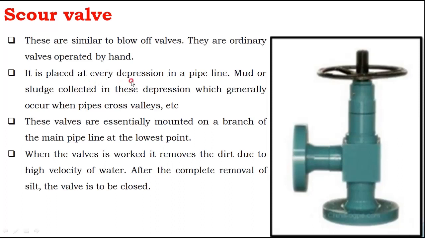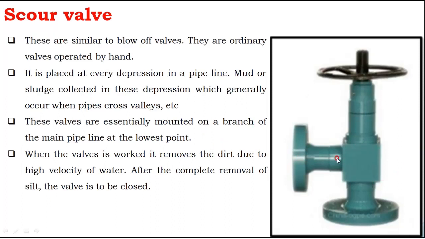It is placed at a depression in a pipeline. Wherever the pipe is in depression, there you will put this valve. Why? Because in the depression there will be collection of mud or sludge, and you need to remove it, you need to get it out. Therefore, you are using this one. When you open this one, it will scour, means a large amount of water with high velocity will come out. When it comes out, it will bring that mud, dust, sludge, everything out. For that purpose we are using this one.